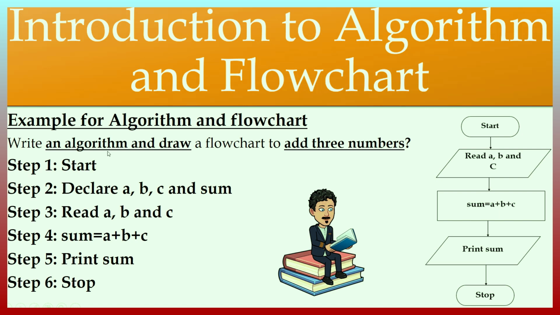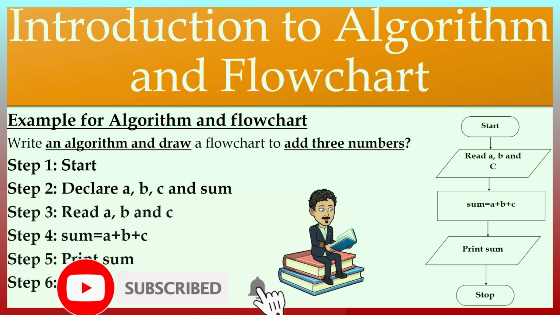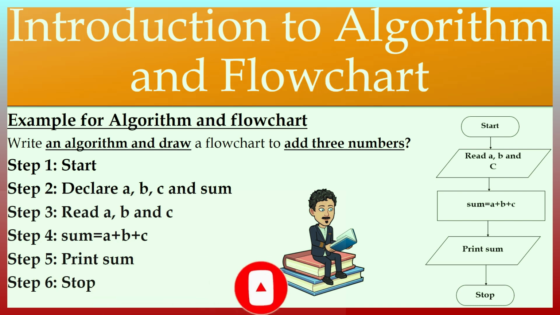Next, we are going to see some examples for algorithm and flowchart. Write an algorithm and draw a flowchart to add three numbers. So, what does it mean? We have three numbers and we want to add them. To achieve this task, we want to write an algorithm, then we are going to convert this algorithm into a flowchart. Let me teach you how to do the task. First, we are going to write the algorithm.